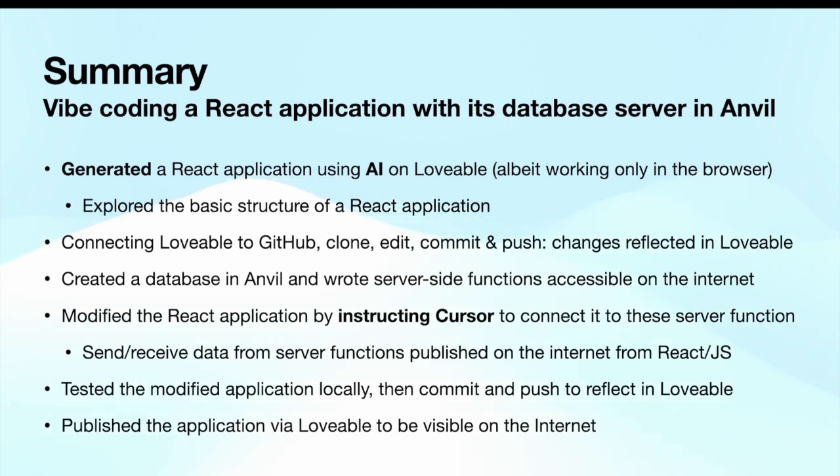We created a database in Anvil and wrote server-side functions accessible on the internet. Backend development with Python and Anvil. Check. We modified the React application by instructing Cursor to connect to these server functions. Connecting front-end to backend. Check. Enabling it to send and receive data. The heart of the dynamic app. Full data flow. Check. We tested the modified application locally. Crucial for stability. Local testing. Check. Then committed and pushed to reflect in Lovable. And finally, published the application via Lovable to be visible on the internet. Deployment to the world. That's the ultimate success.